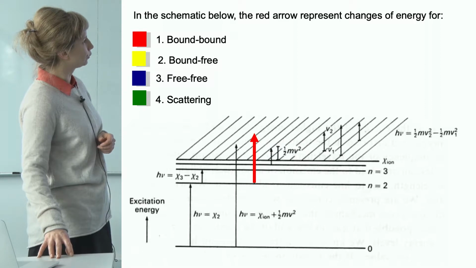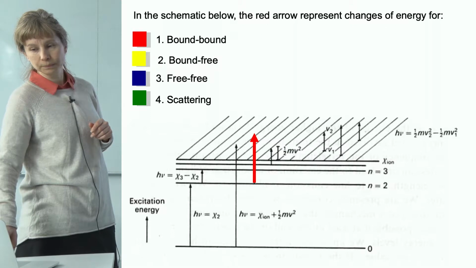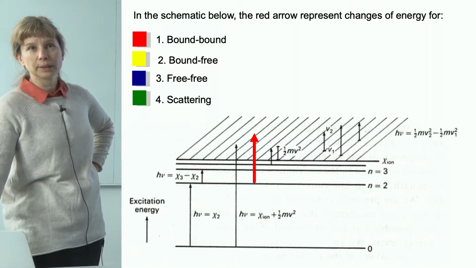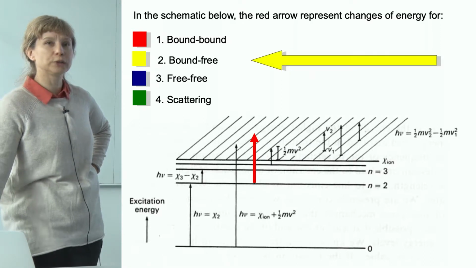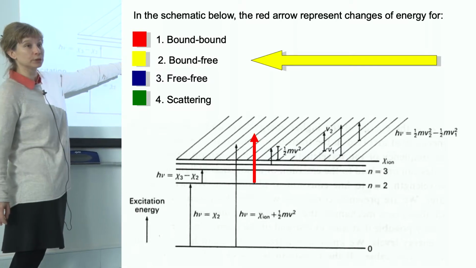So we're going from the n equals 2 above beyond the ionisation state. So what does this represent? What does the red arrow represent in particular? Yep, okay. So mostly yellows, which is good. So that's bound-free. Because again, you're moving from an electron. If we have an electron here that's bound and it absorbs energy, it will release a photon.